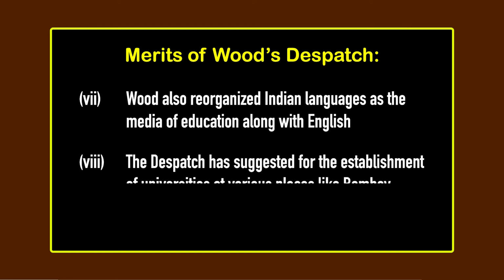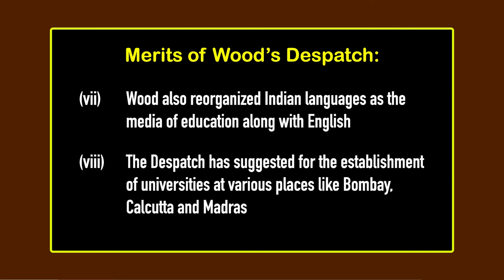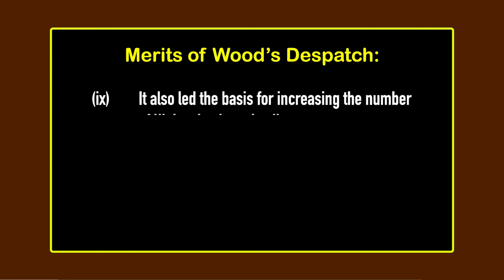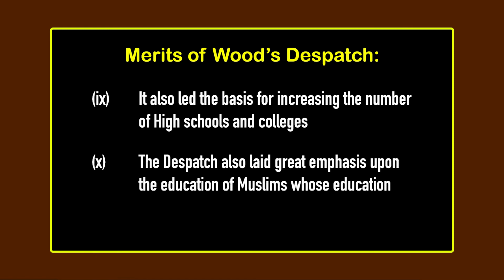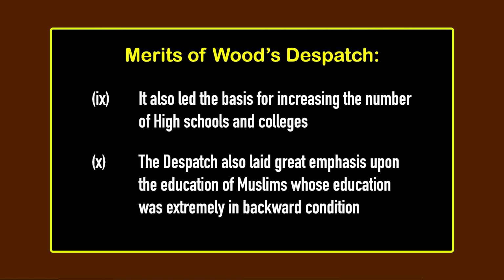The Despatch suggested the establishment of universities at various places like Bombay, Calcutta, and Madras. It also laid the basis for increasing the number of high schools and colleges. The Despatch also laid great emphasis upon the education of Muslims, whose education was in an extremely backward condition.